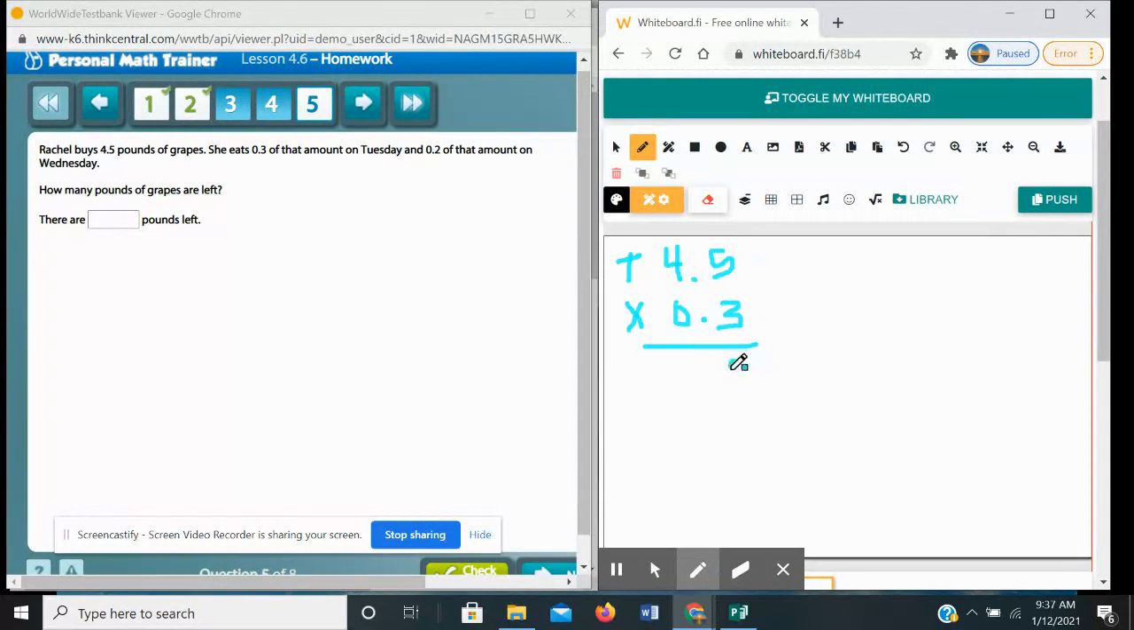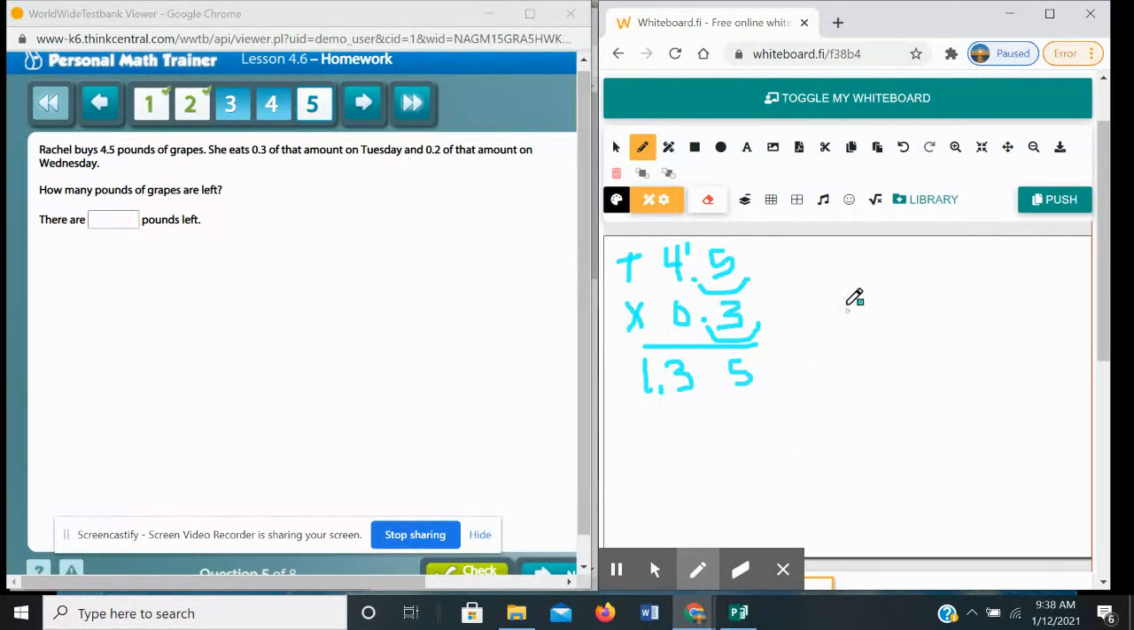5 times 3 is 15. Regroup, 13. The rest are all zeros because I'll be 0 and 0. So I'm going to count my decimal spots. 1 over, 1 over, so that's 2 over. So in my product, I'm going to move it 1, 2 over. So on Tuesday, she eats 1 and 35 hundredths, okay?